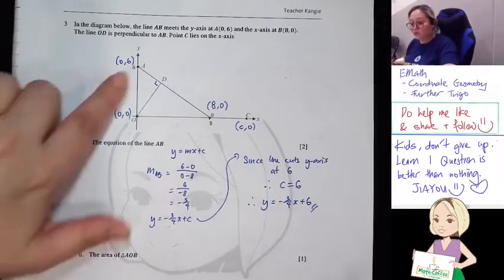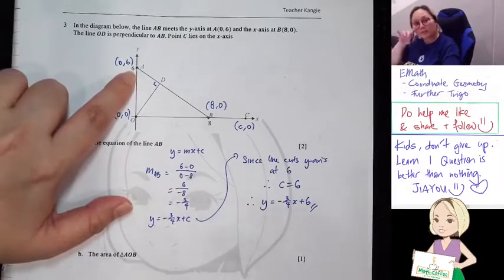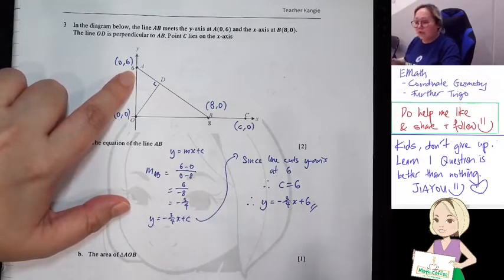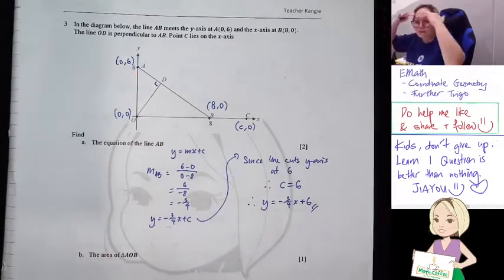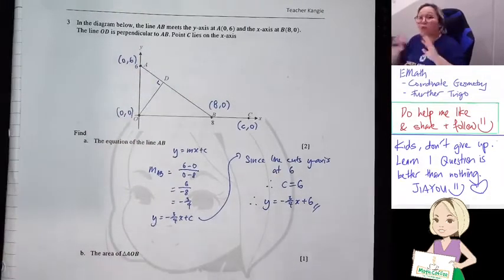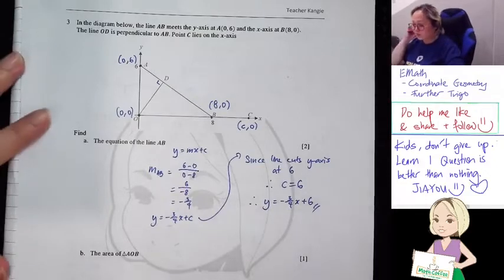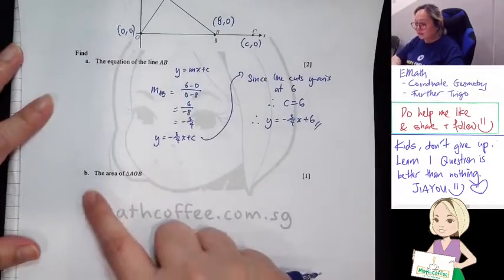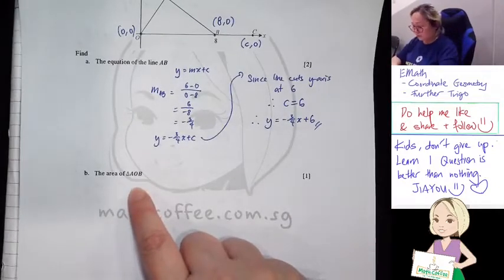Because for this case, you know the y-intercept, so straight away, you know c equals 6. But it's okay. Even if, let's say, you miss out, you never think of it, you go and sub 8, 0 and get your c, or sub 0, 6 to get a c, you will still get the correct answer. So no worry. Okay? Next. They ask us to find the area of AOB.